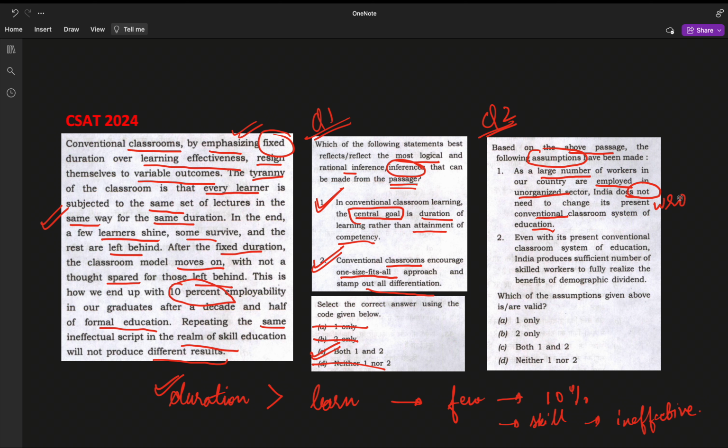Completely wrong, right? Because the author is not supporting this system. So this is a very wrong assumption. They are saying that it is ineffective. If it is ineffective, then why should it not be changed? So it is wrong.